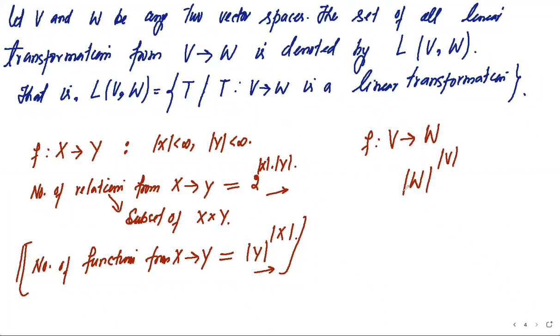Now we have to look at the linear functions; that collection is written here. This L of VW denotes only those functions from v into w which are linear maps. The rest we have to exclude. So the set of all linear functions from v into w is denoted by L of VW.